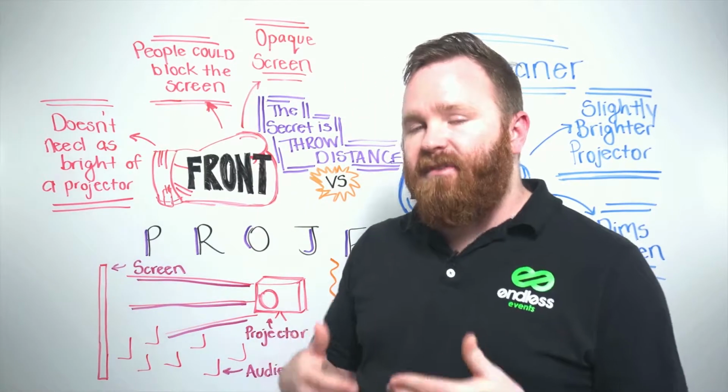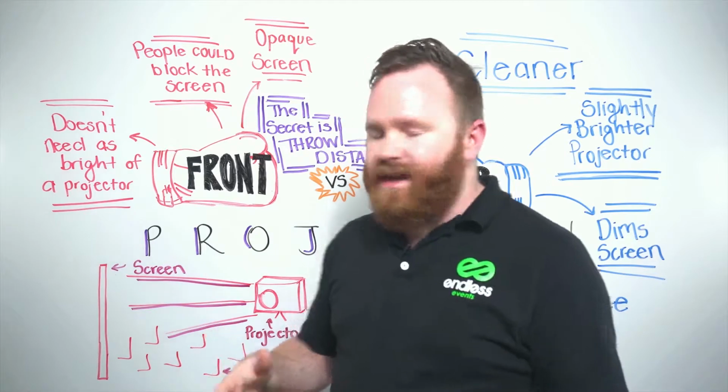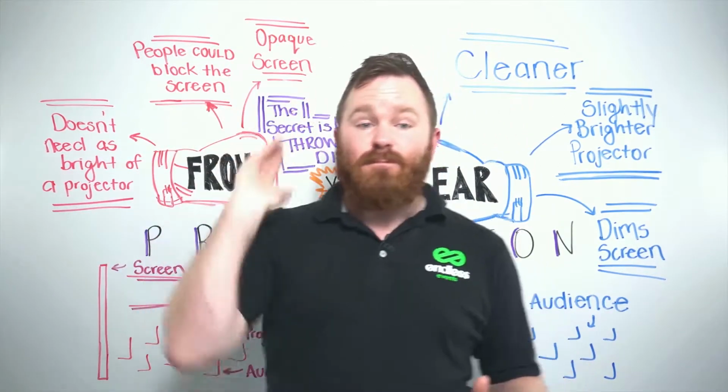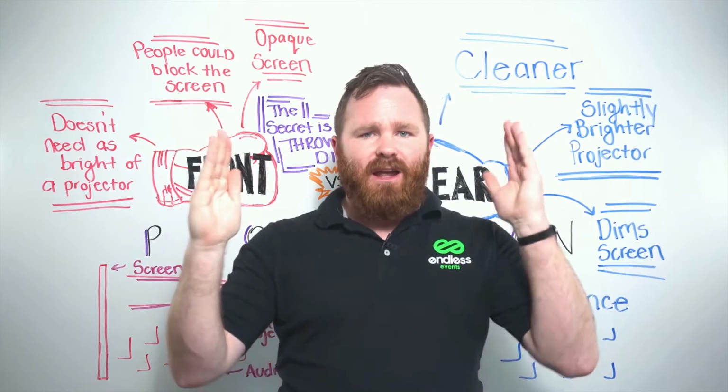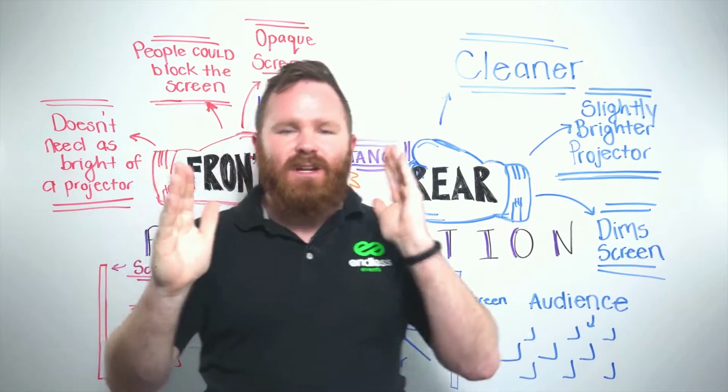The question becomes, when you are doing it, you want to make sure that you are choosing the type of lensing to do this. And the way that you do this is understanding throw distance. And that's where the secret is, in the throw distance. Throw distance is the space between your projector and your screen. Again, your distance between your screen and your projector.